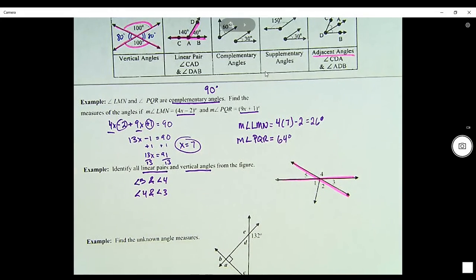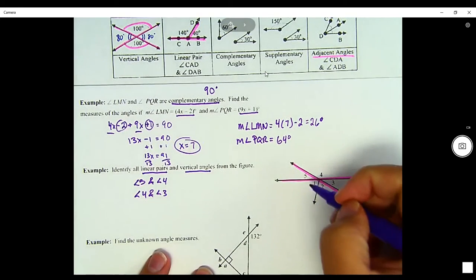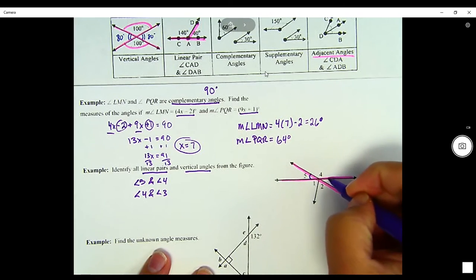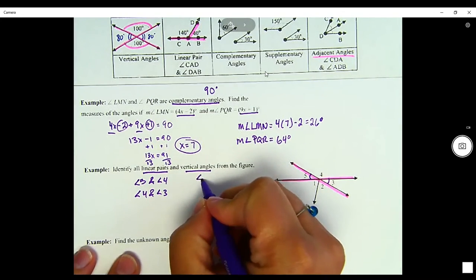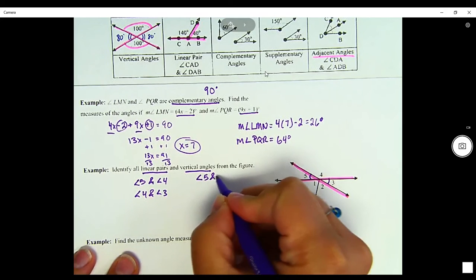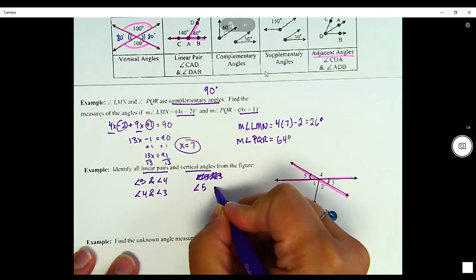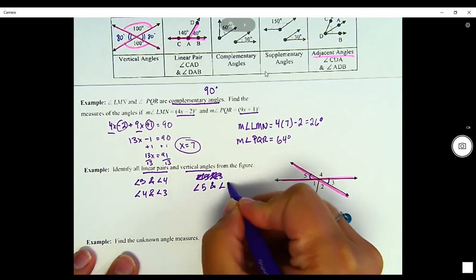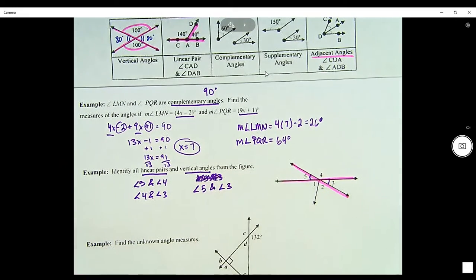Okay. Vertical angles, of course, are angles that are across from each other at the intersection of two lines. So angle 5 is across from angle 3, and they are congruent. So angle 5 and angle 3 are vertical angles across from each other.